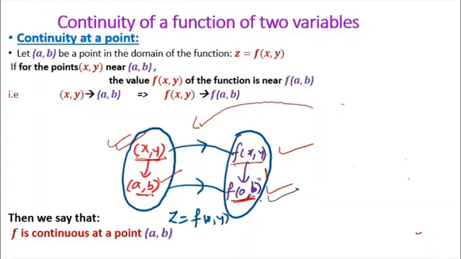So here, at a given point, let a comma b be a point in the domain of the function z equal to f of xy.